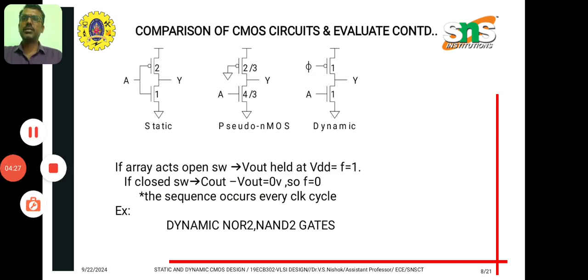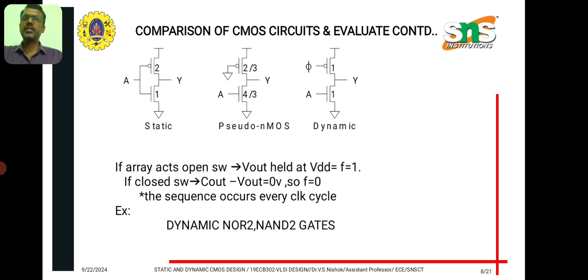Coming to this slide, we are seeing the comparison of static CMOS circuits with the dynamic circuit. We are taking an inverter as an example. The first example is a static CMOS circuit, where we have one PMOS and one NMOS. Coming to the pseudo NMOS, we have the PMOS in the pull-up network with its gate terminal grounded, and we have the NMOS as usual with the input signal.